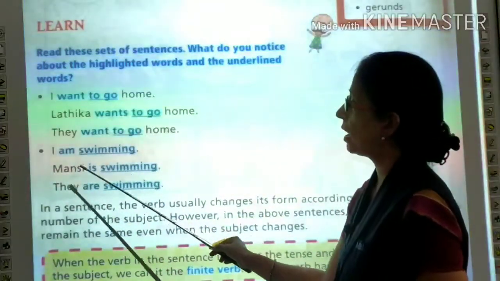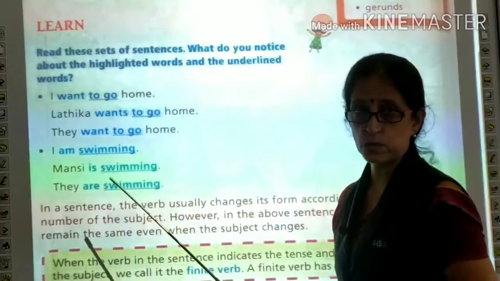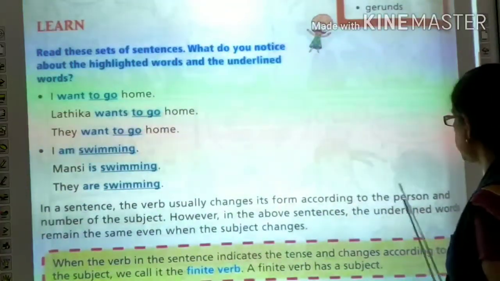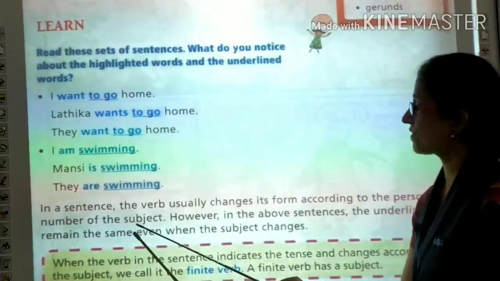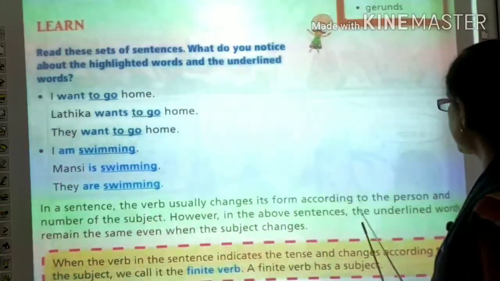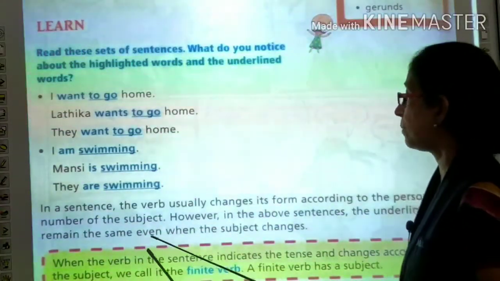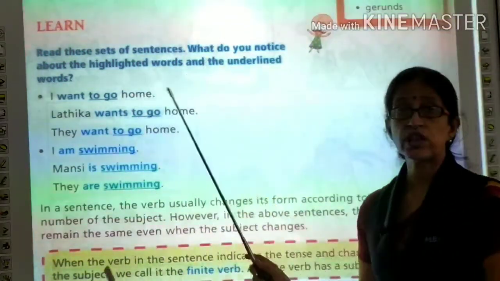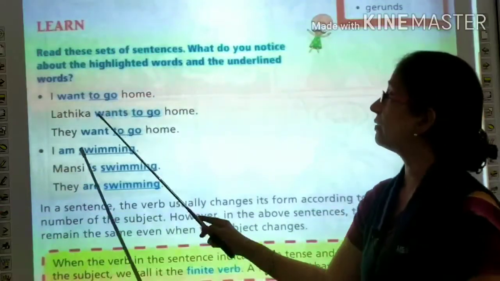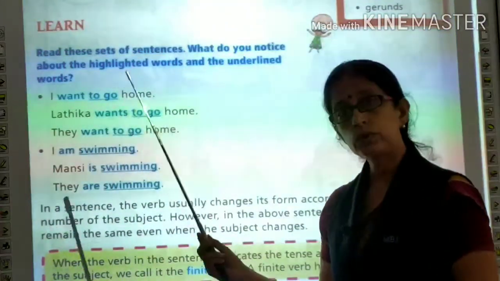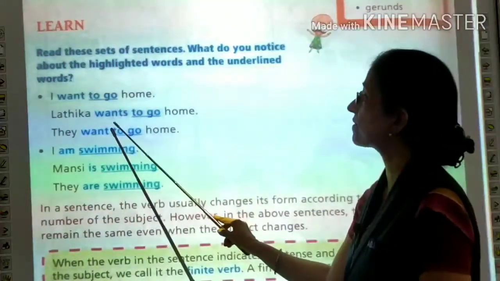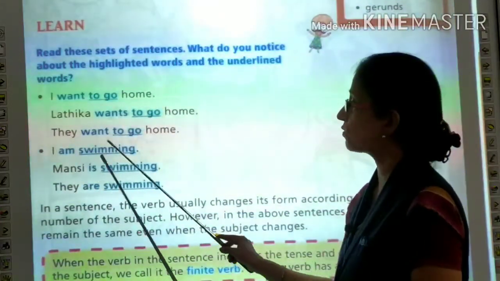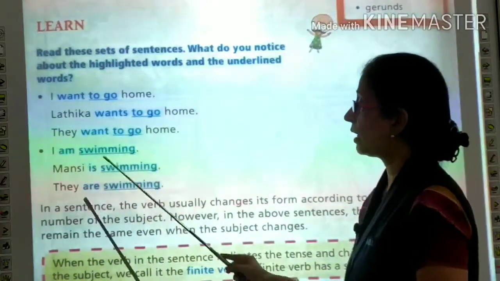I am swimming, Mansi is swimming, they are swimming. Now see, in a sentence the verb usually changes its form according to the person and number of the subject. However, in the above sentences, the underlined words remain the same even when the subject changes. Over here, underlined words are not changing, the number is changing. Here we have written want to go. To go is only coming. Over here again wants is coming, but here it is the same. Same thing over here: I am swimming, Mansi is swimming, they are swimming.